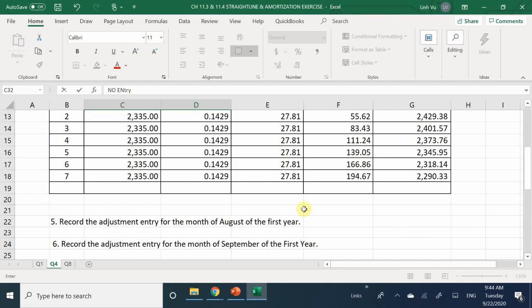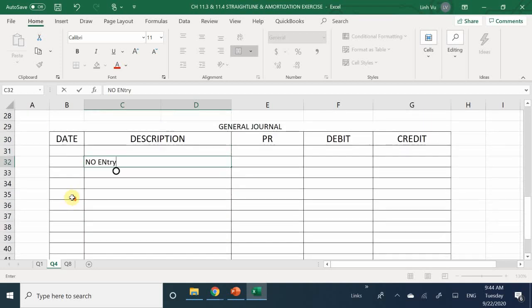Okay. So in this case, there is no entry here. And no entry. I'm just going to also put here August 31st so that you guys can have a reference to this exact question.